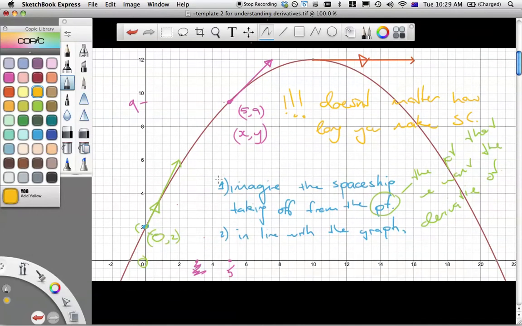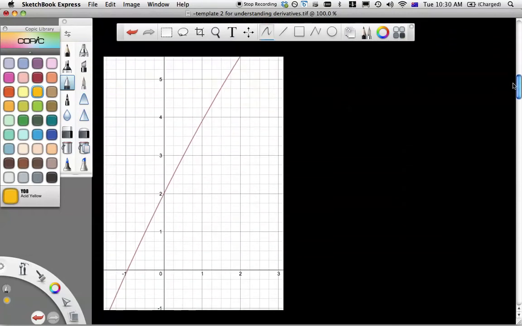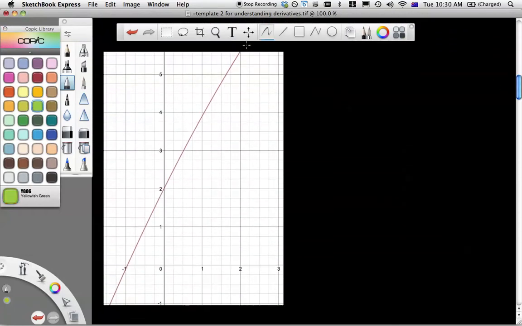So first point we're looking at the derivative at (0, 2). When we say we look at the derivative, we're looking at the spaceship taking off from the point (0, 2), and we've got a bit of a zoomed in example here. So if we're here at (0, 2), when we want our spaceship to take off, it's taking off from here. 0 is the x value, 2 is the y value, and we're going like this. It doesn't matter how long our spaceship is, but it's got to be perfectly in line.